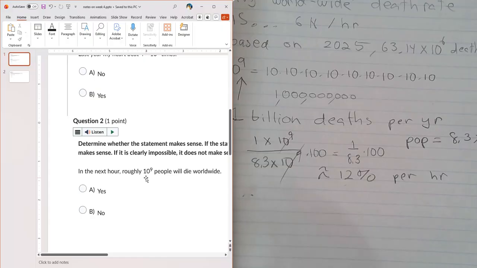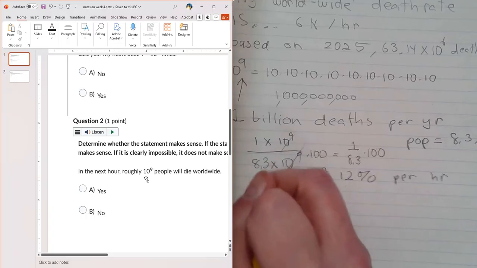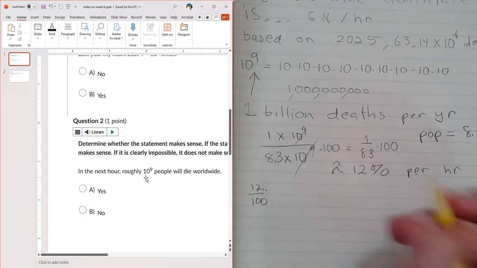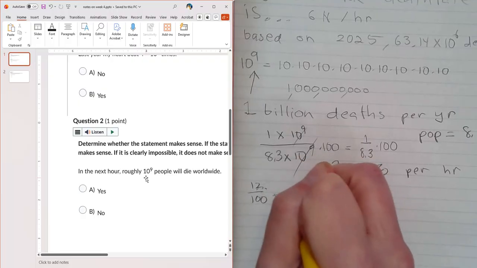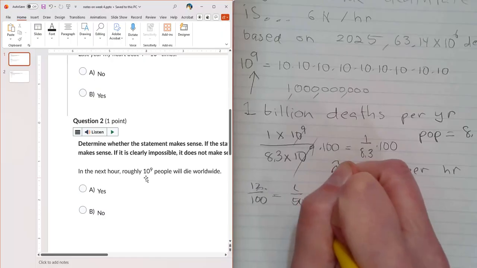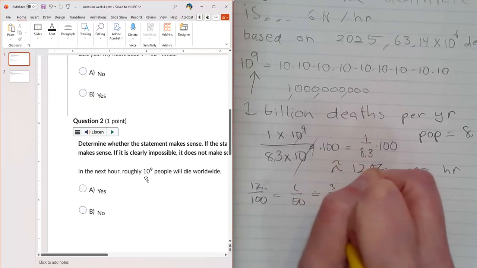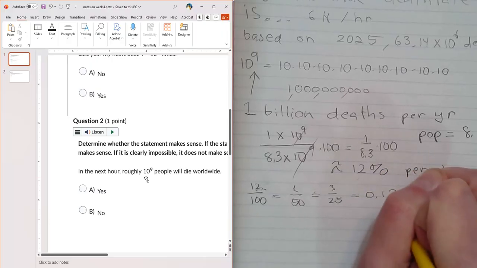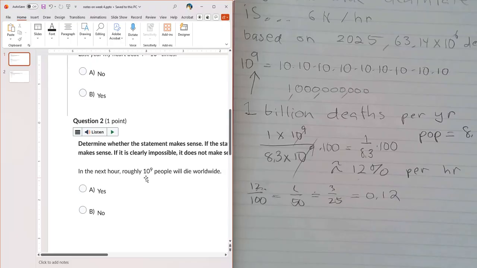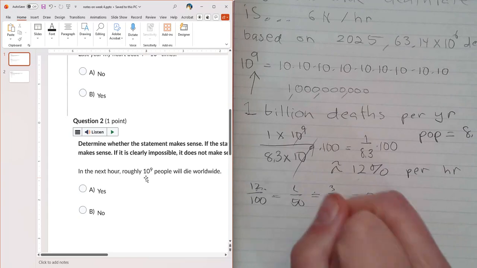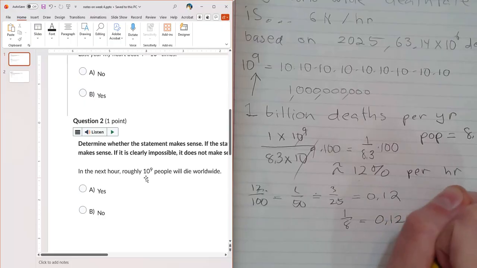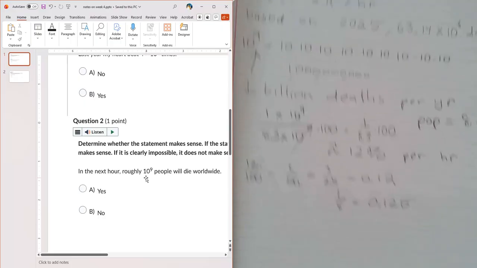Well, what we're really talking about here is 12 out of 100, representing a percentage as a fraction. That will reduce down to 6 over 50. Divide both numerator and denominator by 2 again. We get 3 over 25, which is 0.12. That's our ratio right there, which is very close to 1/8, which is 0.125.